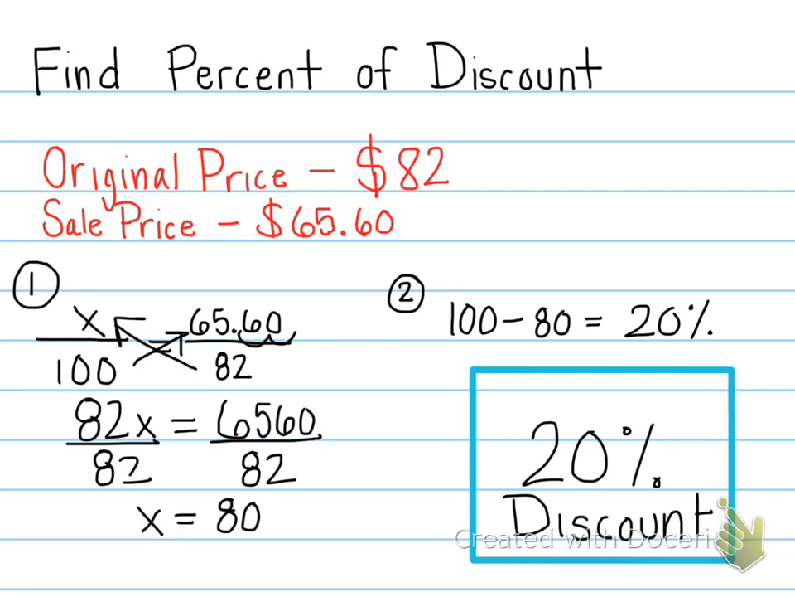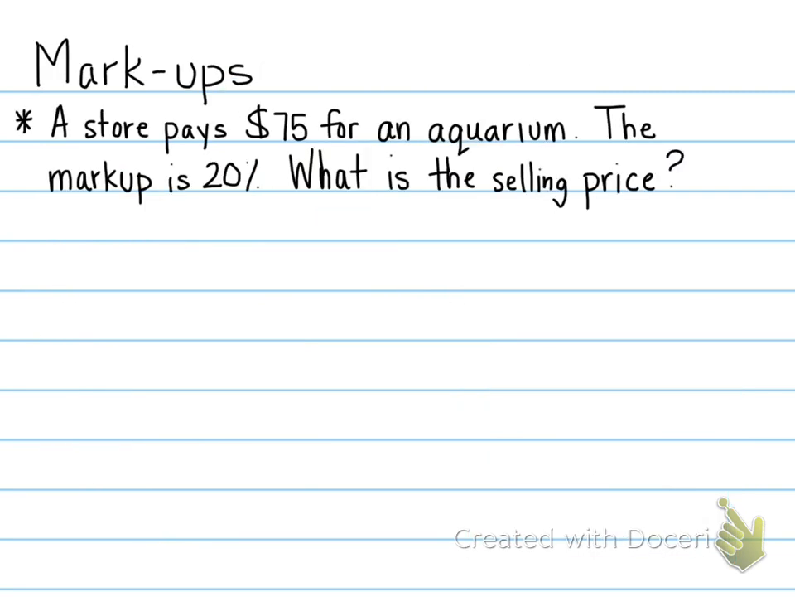The last thing we need to do is go over markups. Okay, so let's say, for example, a fish store is selling aquariums, and they have to buy the aquariums from somewhere or get them from somewhere to be able to sell them to customers. So they pay $75 for the aquarium to get it into their store. What they have to do is mark that aquarium up so they actually make a profit. So this one is paying $75. They mark it up 20%. They want to know what they were selling the item for.